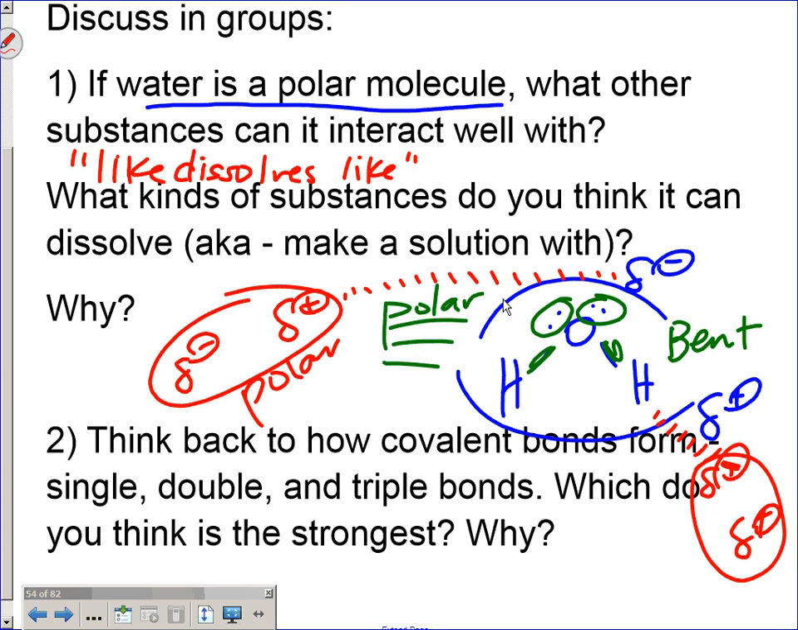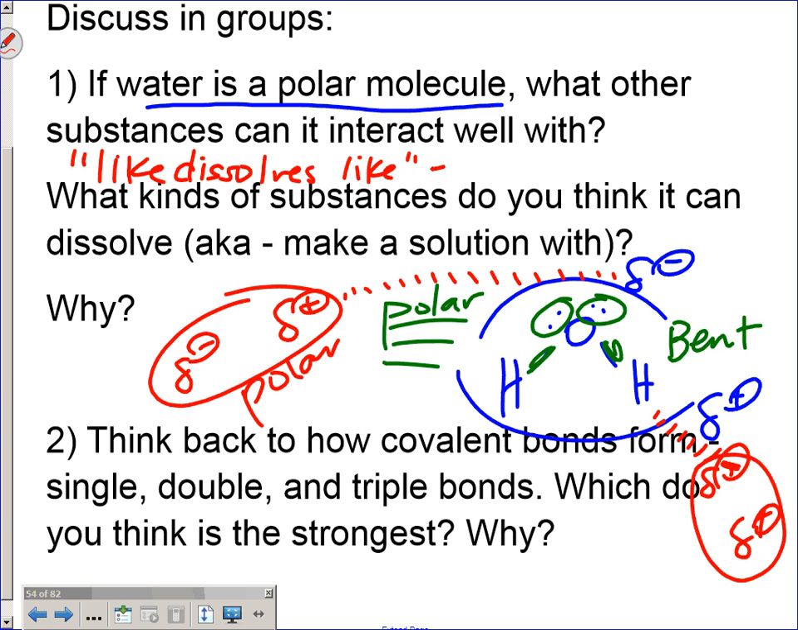Bonds of the same type dissolve in each other. Bonds the same type. So all covalent things dissolve in all... well, no, covalent, I mean, things? Like... Use a different word. Can somebody help him out here? Sandra?